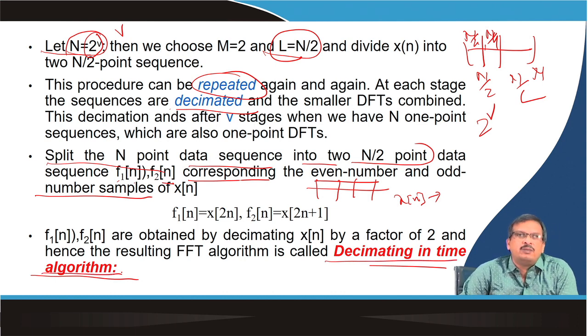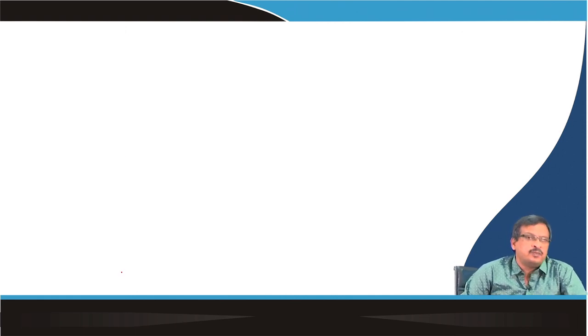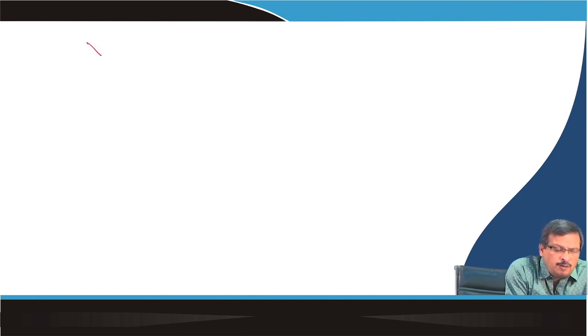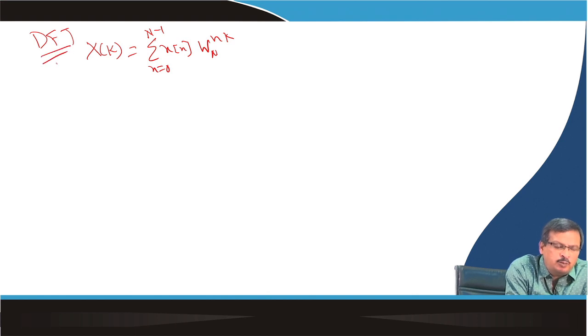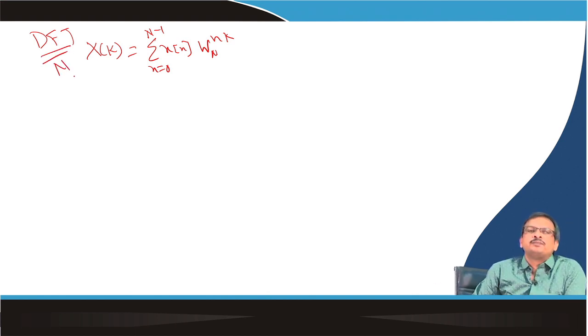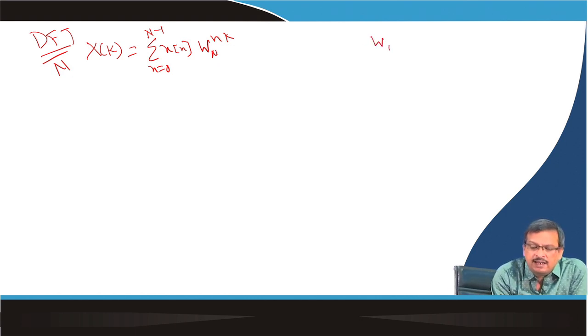So what is the algorithm? How do I do that? Let us go into it. I have X of k equal to the sum from n equal to 0 to N minus 1 of x of n W_N to the power nk. This is the N point discrete Fourier transform, where W_N is equal to e to the power minus j 2 pi by N.